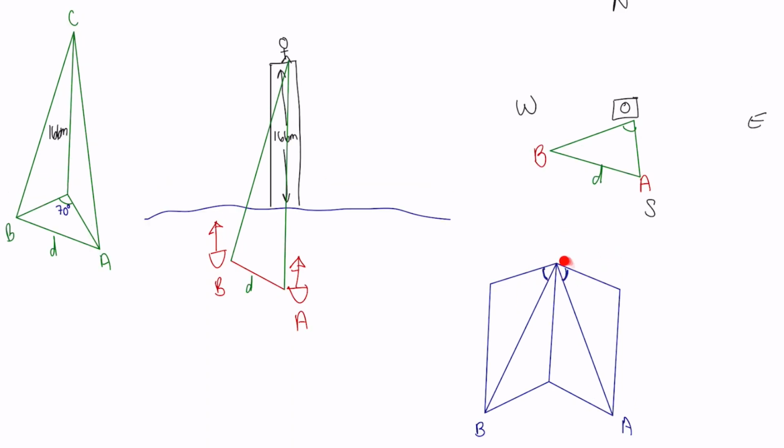But we don't want these angles because they are not the ones in our diagram. We want the angles in here and here because they represent these angles in our diagram.